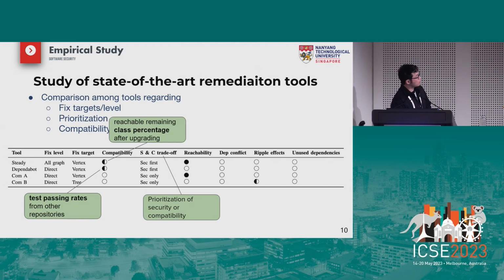And the second is that only Steady and Dependabot take compatibility into account. But Steady uses the reachable remaining class percentage after the upgrade to indicate the probability of compatibility assurance, which is not always reliable because it's a probability. It's just for reference. And Dependabot uses the test passing rates from other repositories to indicate the probability in the current repository, which is not always reliable and sometimes can be unknown, as in the previous example.